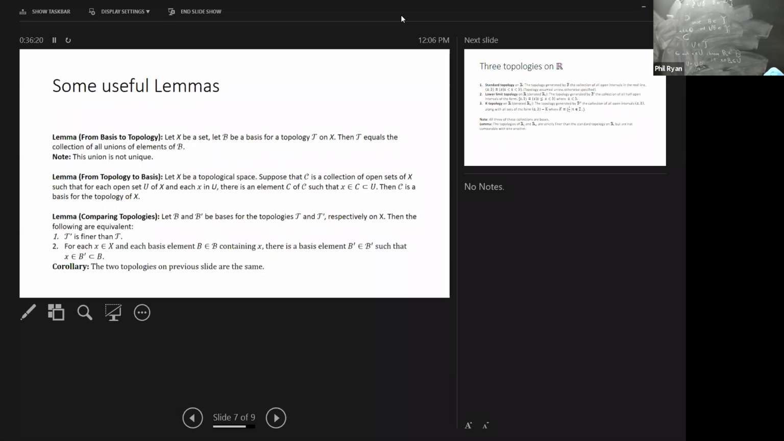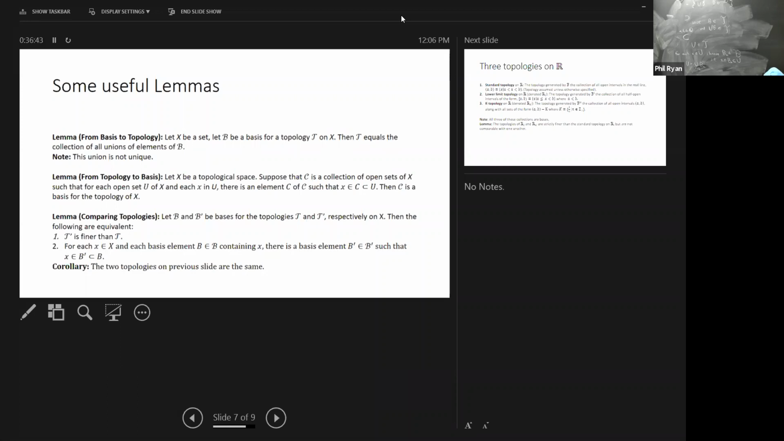Okay, the second thing, a useful lemma. Previously we've just gone from a basis to a topology. Sometimes it's useful to go the other way: if we're given a topology, can we pick out a basis from it? And the answer is yes.